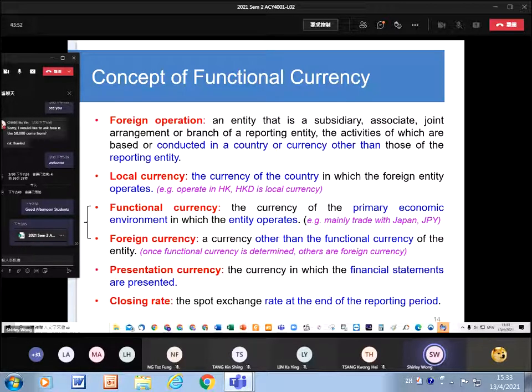Okay, so this is you have the choice on the functional currency. Depends on different factors, you will choose it as your functional currency.